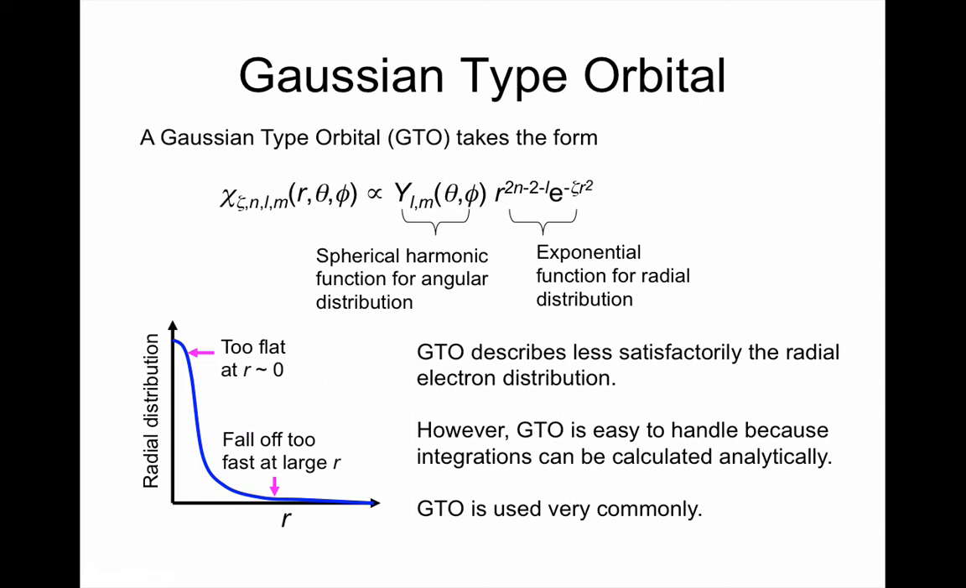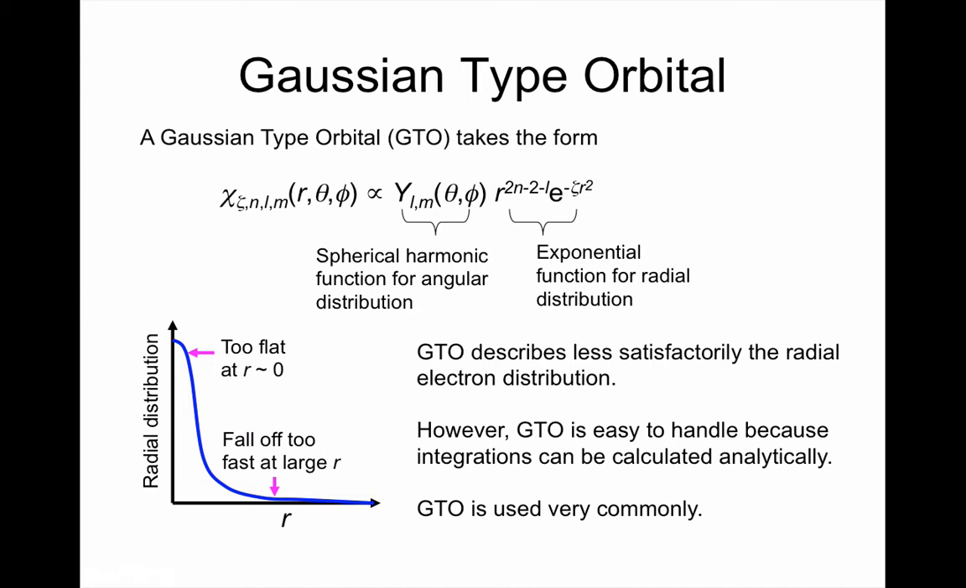Now the Gaussian type orbitals describe in fact less satisfactorily the radial electron distribution. If we look at a curve here of a Gaussian type orbital, then this curve here becomes too flat for very small values of r, and also it drops off too fast as we increase r. And this is due to the fact that we have this r to the power of 2 dependence in the exponential in place of the r to the power of 1 dependence in the exponential.